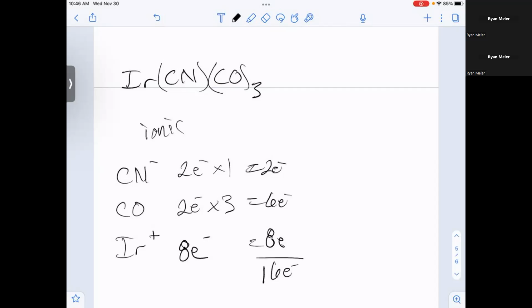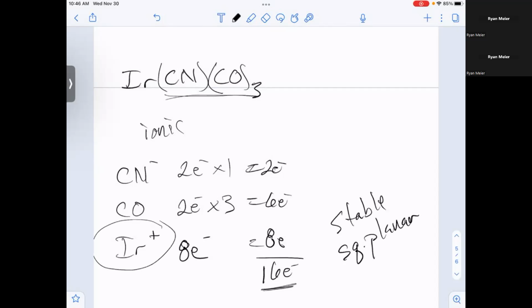Yeah, it's 4 coordinate, but if it's iridium, a 3rd row, late transition metal, with 16 electrons, this thing is stable because it's square planar. So when we're applying electron counts to stability, do look at the geometry. 4 coordinate systems with 16 electrons are probably square planar, and that will be stable for most of them. And so iridium +1 really likes to be 4 coordinate, square planar, almost always.